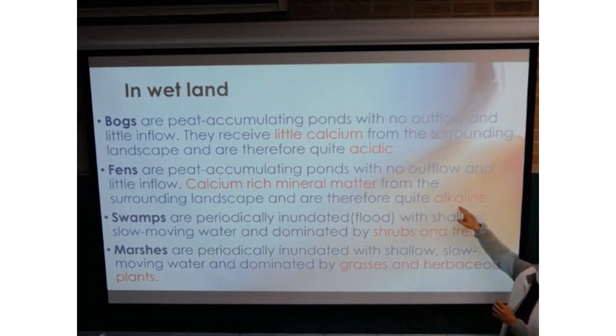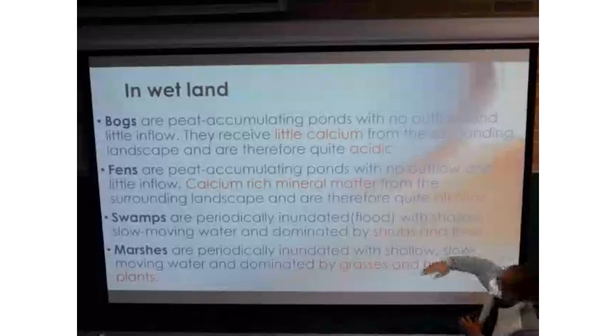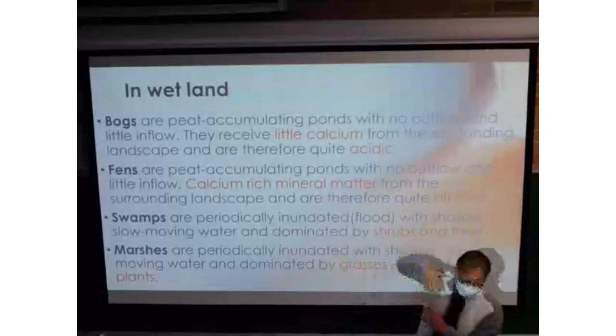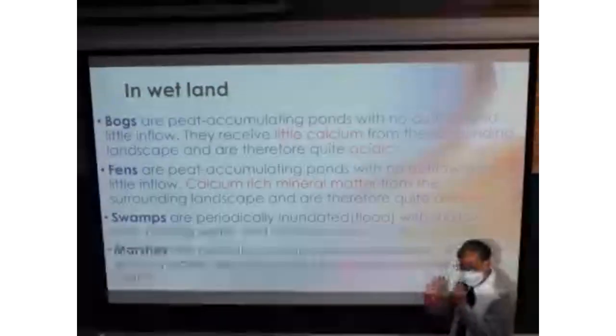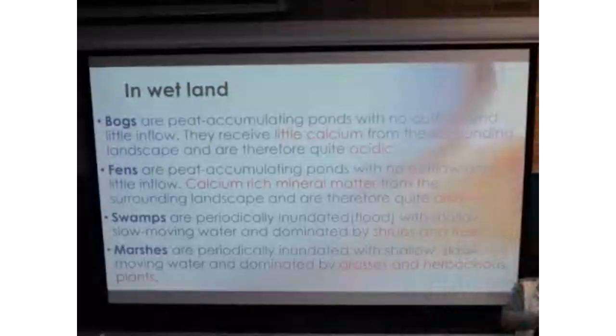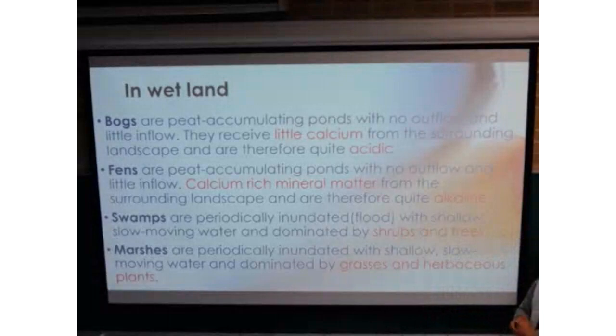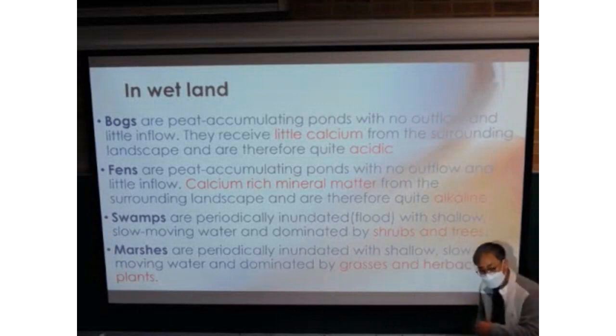Fens are alkaline because they have a lot of calcium. If there's little calcium, it's acidic. So bogs and fens are similar, but the main difference between them is that bogs are acidic and fens are alkaline. Why are they acidic in the bog? Because there is little calcium. Why do fens have alkaline? Because they have rich calcium.